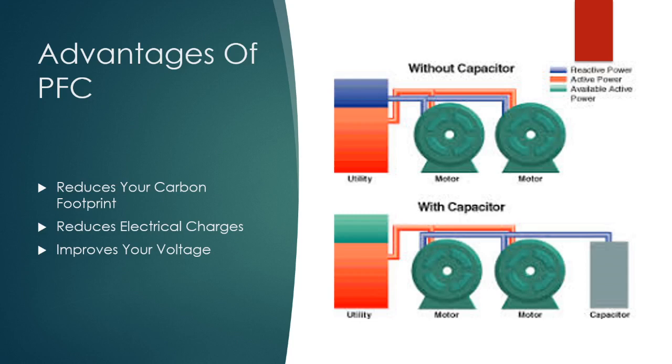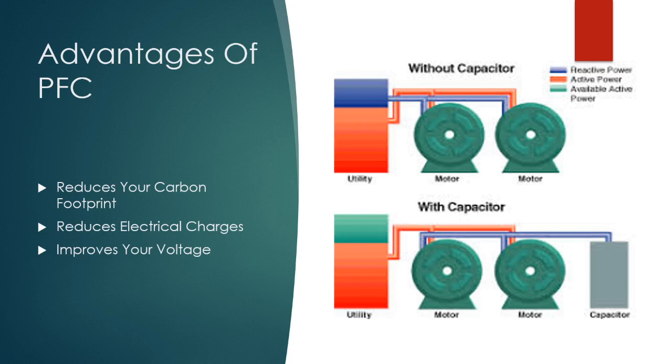PFC also reduces electrical charges. So, most electrical utility companies charge for maximum meter demand based on either the highest registered demand in kilowatts or a percentage of the highest registered demand in kilovolt amp meter, whichever is greater. If the power factor is low, the percentage of the measured kilovolt amp will be significantly greater than the kilowatt demand.